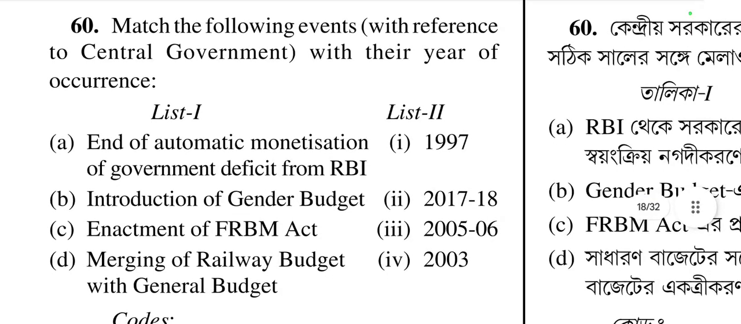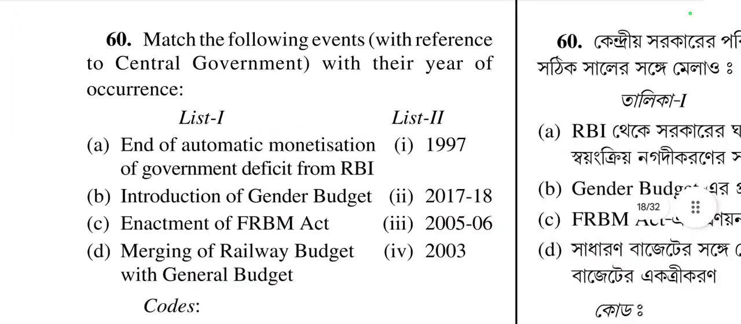Then come to question number 60, list 1 and list 2. End of automatic monetization of government deficit from RBI.